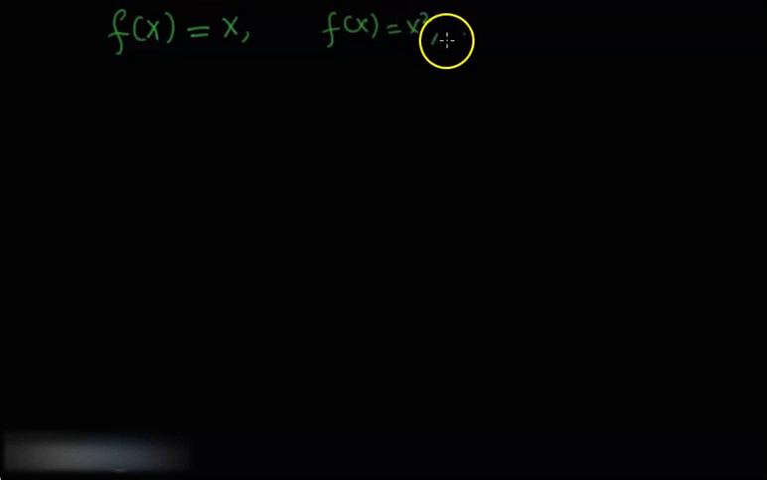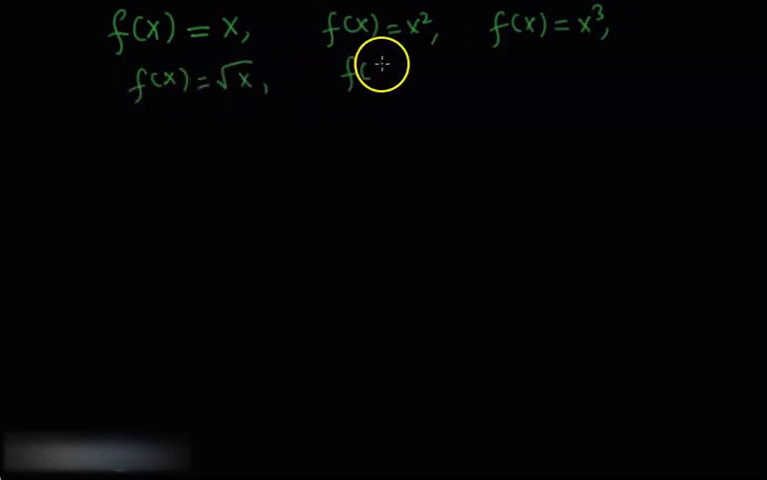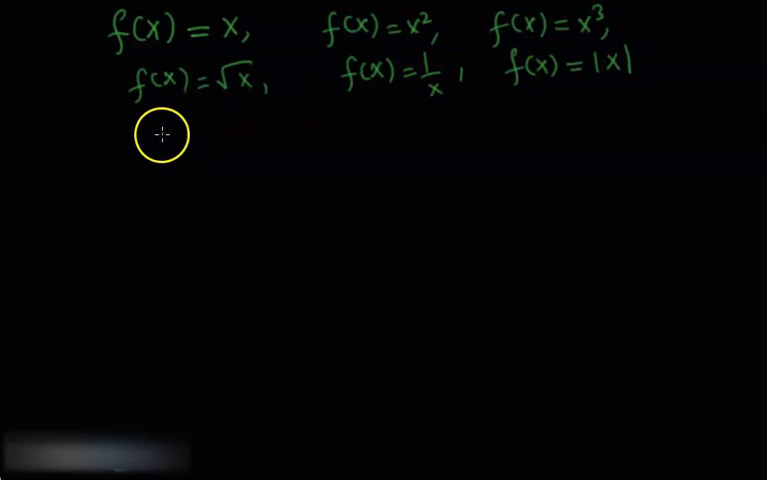So we are done with these parent functions: f of x equal to x, f of x equal to x square, f of x equal to x cube, f of x equal to square root of x, f of x equal to 1 by x, f of x equal to absolute value of x, and f of x equal to some constant c. So these all are parent functions that we have discussed in the previous videos. We will be talking about some more parent functions in the coming videos.